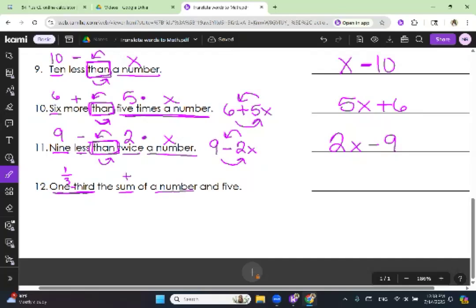a number 5. Keep looking. We're missing something because we only have one plus sign, but we have 3 numbers. We have a one-third, we have an x, we have a 5. What are we missing? Those of you that see it, the "and" of. One-third, the sum of. One-third the sum of x and 5.